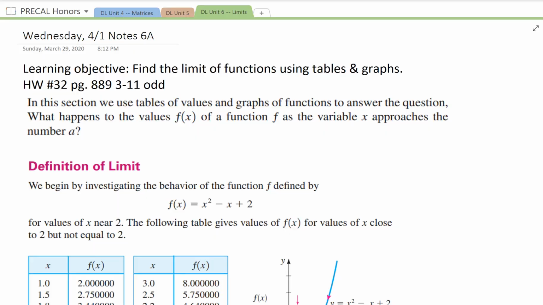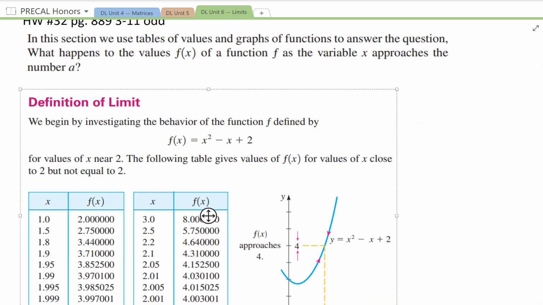Today's video is going to include more audio than writing necessarily, so there's a lot of text and visuals as well to help you follow along. The essential question here is, in this section we use tables of values and graphs of functions to answer the question, what happens to the values of f of x of a function f as the variable x approaches the number a? Today we're starting limits. This is the beginning of calculus, and it is in chapter 12 of your pre-calculus book.